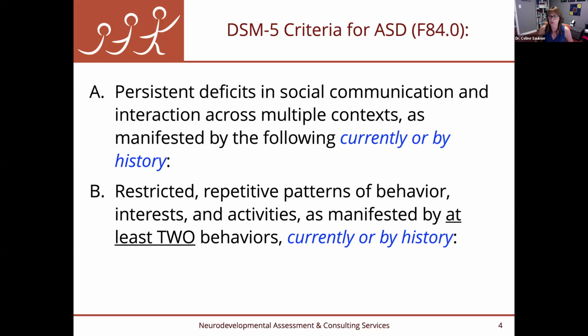There have to be at least two of these, and there are many. These are your repetitive motor mannerisms, your need for sameness and routine, and difficulty with transitions. There can be sensory processing impairments, whether you're seeking out sensory input or you have hypersensitivity to sensory input. And then you can have high fixations on topics, objects, or things.